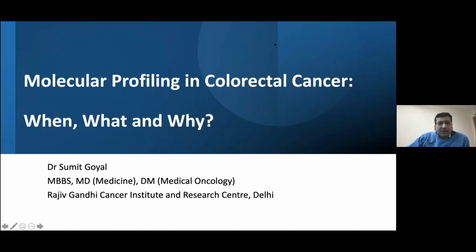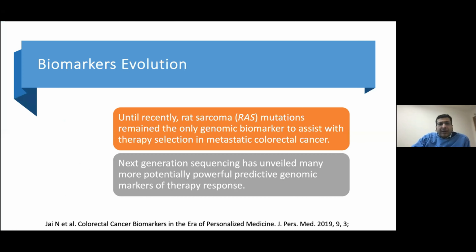Today I will be talking on molecular profiling in colorectal cancer: when, what, and why. We know the biomarkers have evolved in other cancers also, and so is the scenario in colorectal cancers. Until recently, RAS mutations remained the only genomic biomarker to assist with therapy selection in metastatic colorectal cancer. But now, with liquid biopsies and next generation sequencing coming in, we have potentially more powerful predictive genomic markers also.